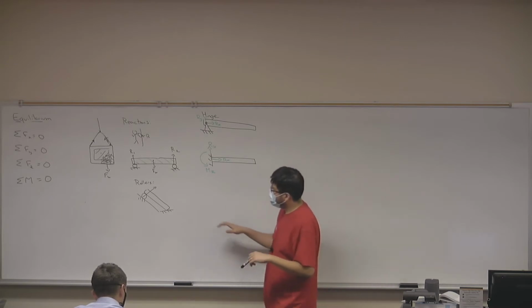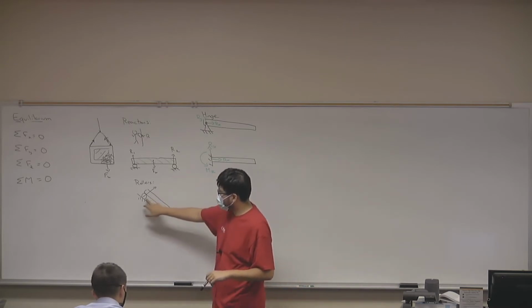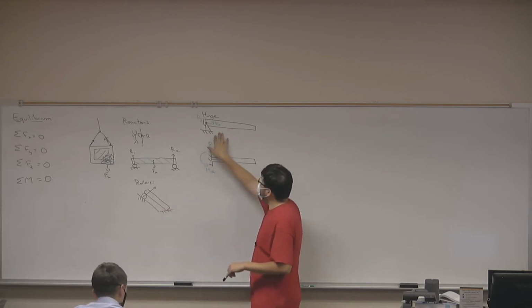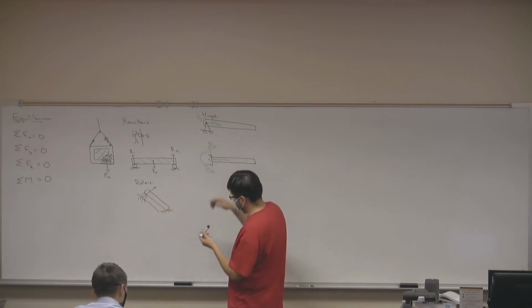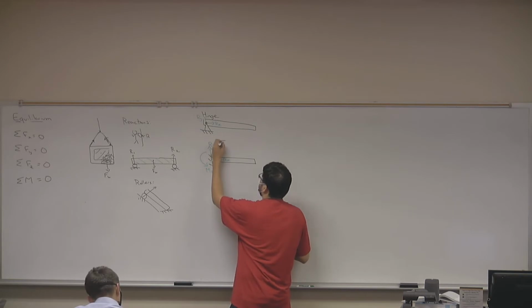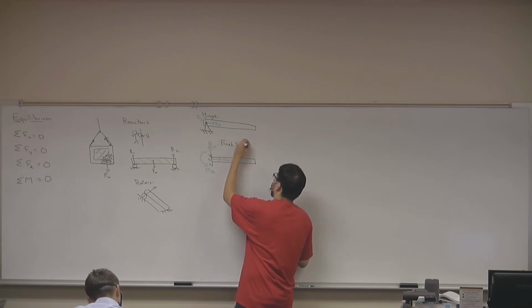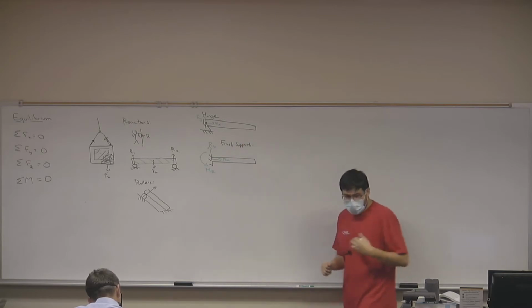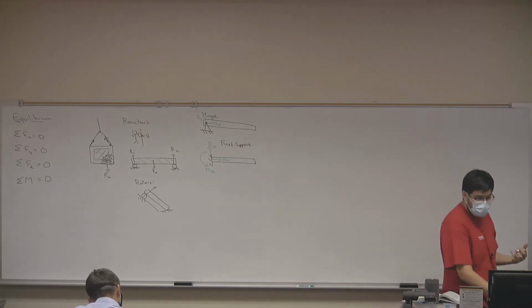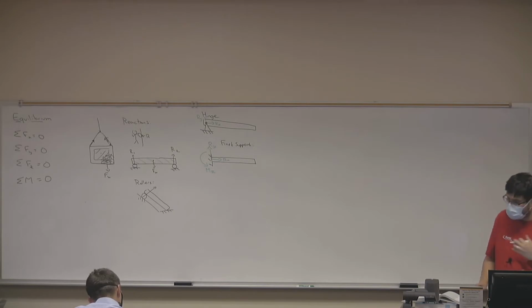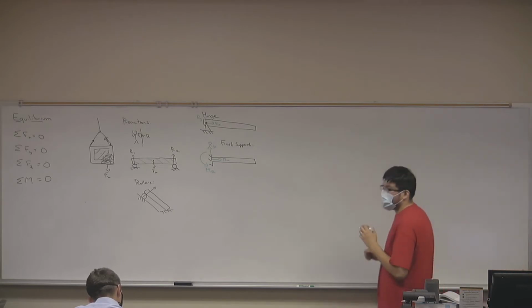So those are the three types of supports that we are going to study this week. Rollers, which provide a reaction normal to the surface. Hinges, which provide a reaction in the X and Y direction. And fixed supports, which provide reactions in the X and Y direction, in addition to a moment reaction.